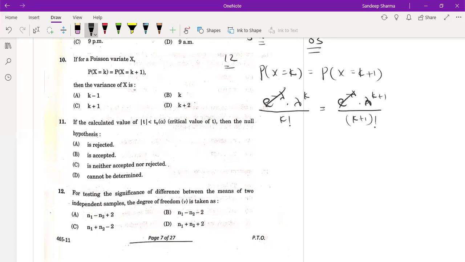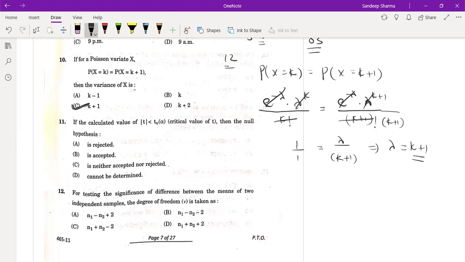This will directly get cancelled. E to the power lambda cancels. What will remain? 1 by, and this will also get cancelled. So k plus 1 will remain here. So 1 upon 1, lambda will remain, and here k plus 1 will remain. This will imply lambda is equal to k plus 1, and that is the Poisson's variate. So option C will be correct here.